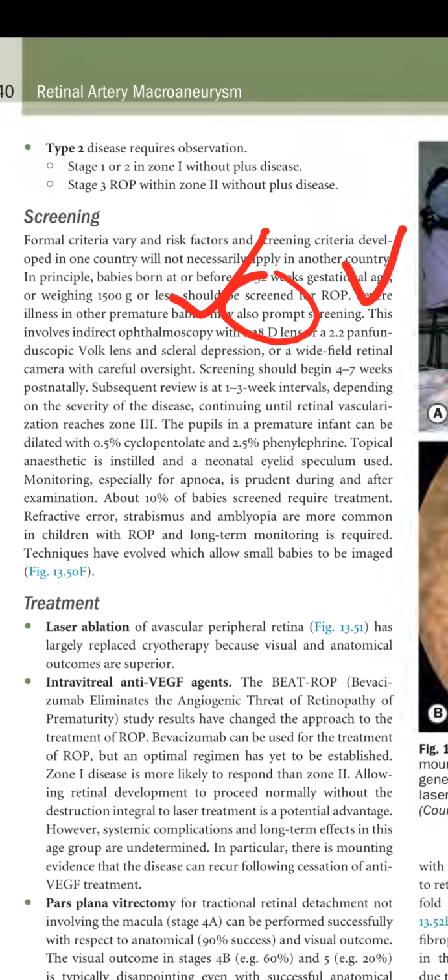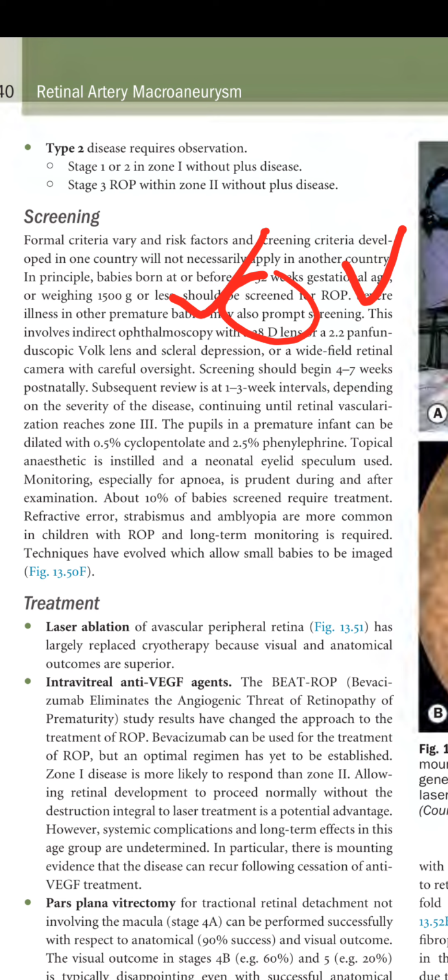Screening should begin 4 to 7 weeks postnatally when the baby is born. Subsequent review at 1 to 3 week intervals depending on the severity of the disease, continuing until the retinal vascularization reaches zone 3. The pupil in a premature infant can be dilated with 0.5% cyclopentolate and 2.5% phenylephrine.